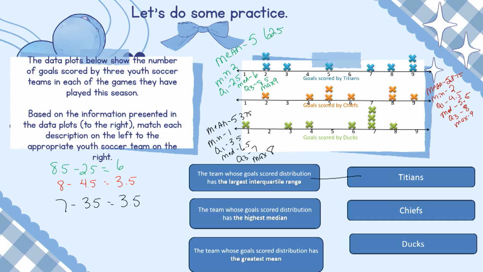So now which team scored the highest median? Let's see. Median is 6, median is 6.5, median is 5.5. So the Ducks have the highest median. So which one has the highest mean? I'm going to see that that is the Chiefs at 5.875.